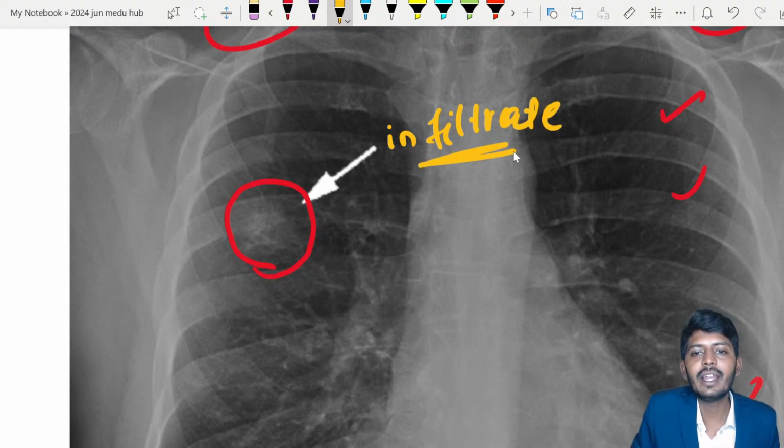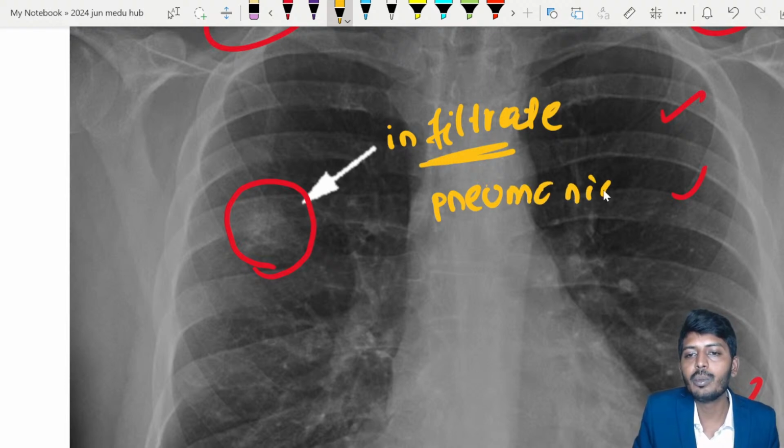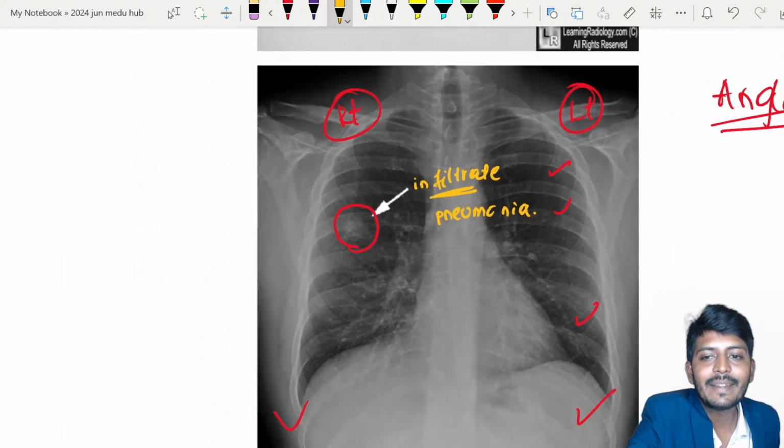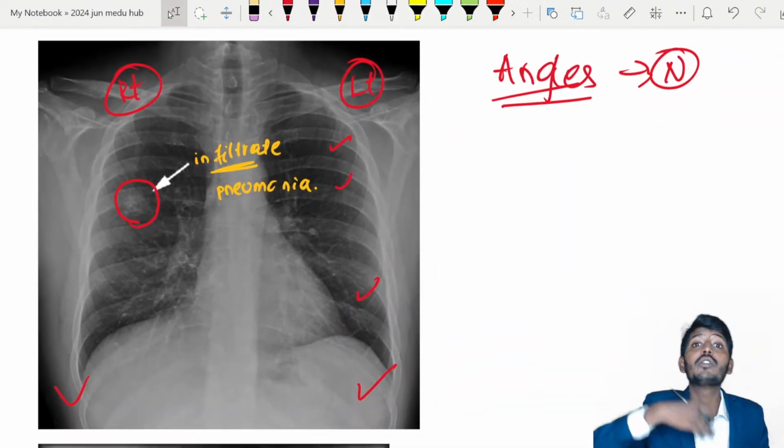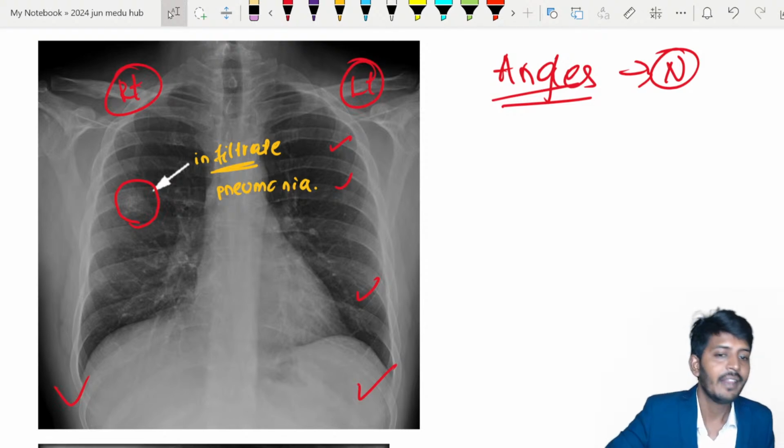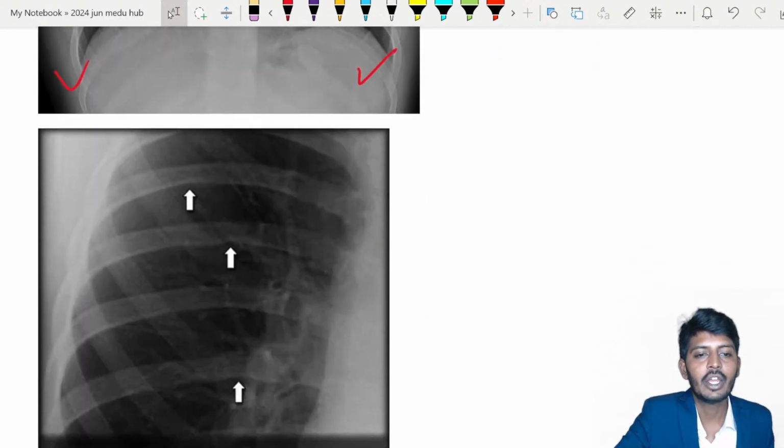So sir, infiltrate is a sign of which disease? It is a sign of pneumonia usually. So pneumonia will have multiple infiltrates. Multiple infiltrates can be present in one area of the lung, or also diffusely present. That will tell you the patient is having a pneumonia.